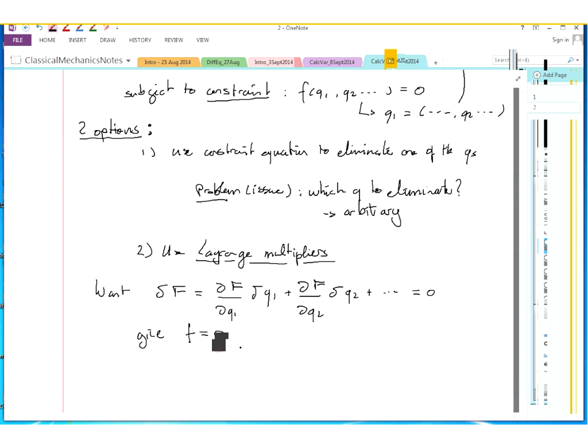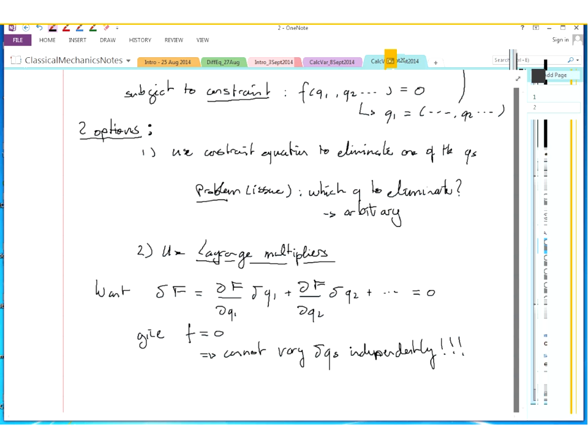They cannot vary independently. So it's important to note that we cannot vary delta Q's independently. So this is our method. This one at the bottom of the page here.